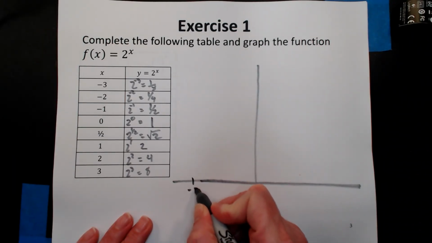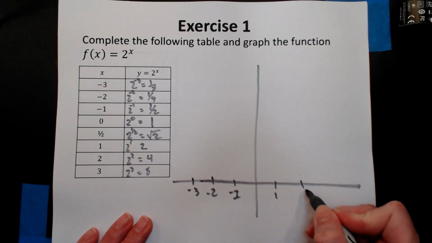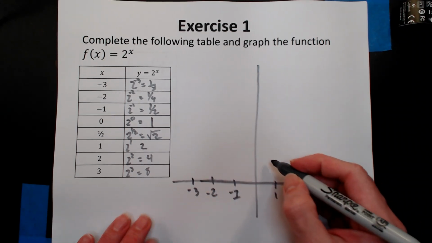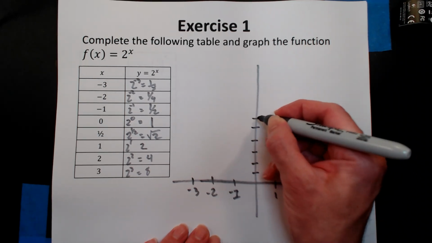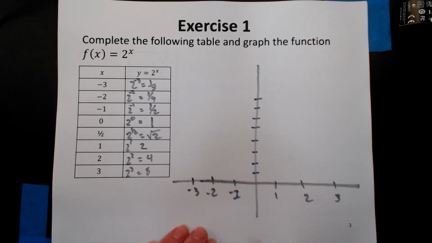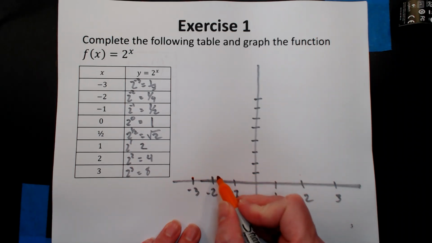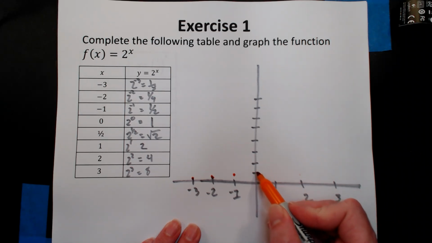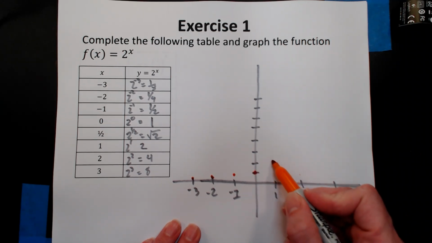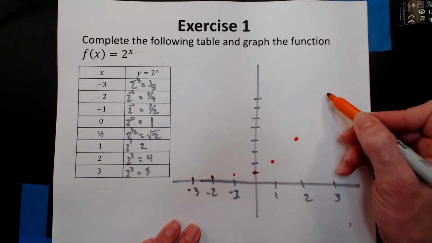So I'm going to mark off negative 3, negative 2, negative 1, 1, 2, and 3. And then I'm going to mark off 1, 2, 3, 4, 5, 6, 7, 8. So here I'm going to have my graph. And I'm going to have 1/8, which is really close to the x-axis. 1/4, still really close. 1/2, a little bit better. And then at 0, I'm going to be at 1. At 1, I'm going to be at 2. At 2, I'm going to be at 4. And at 3, I'm going to be at 8.